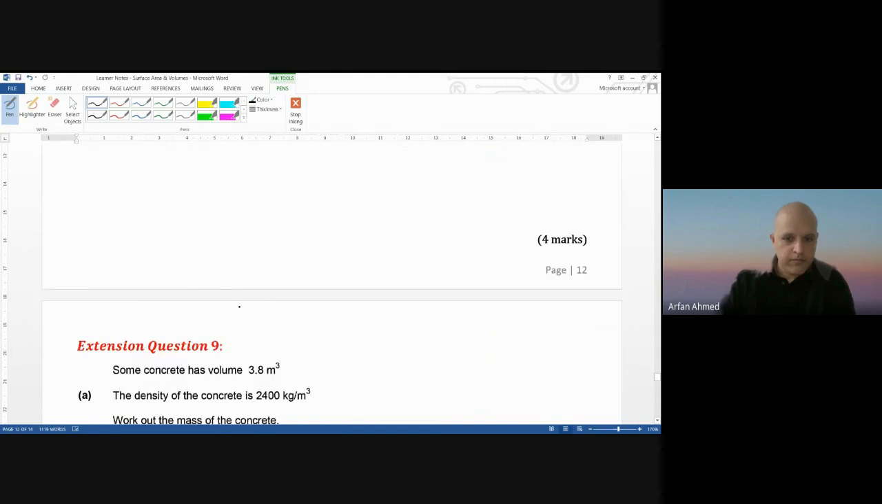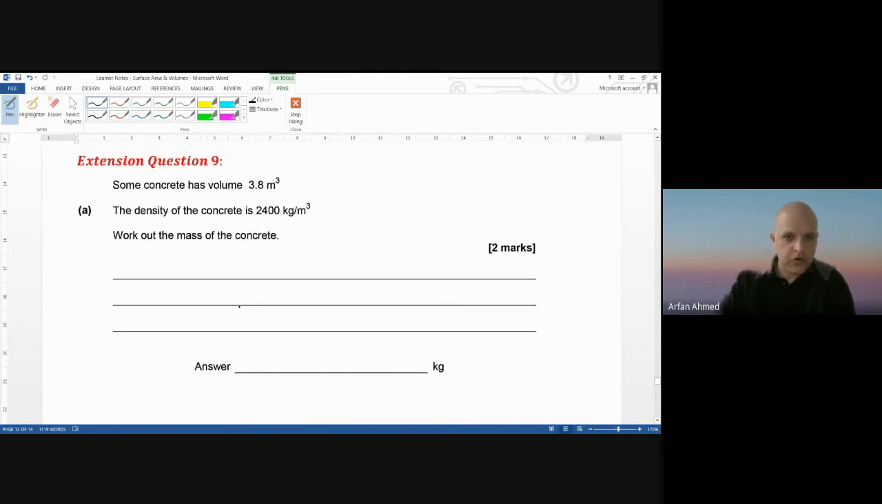Let's move on. Some concrete has volume 3.8 meters cubed. Density of the concrete is 2,400 kilograms per meters cubed. Work out the mass of the concrete. This is to do with mass, density, volume. That is the triangle.